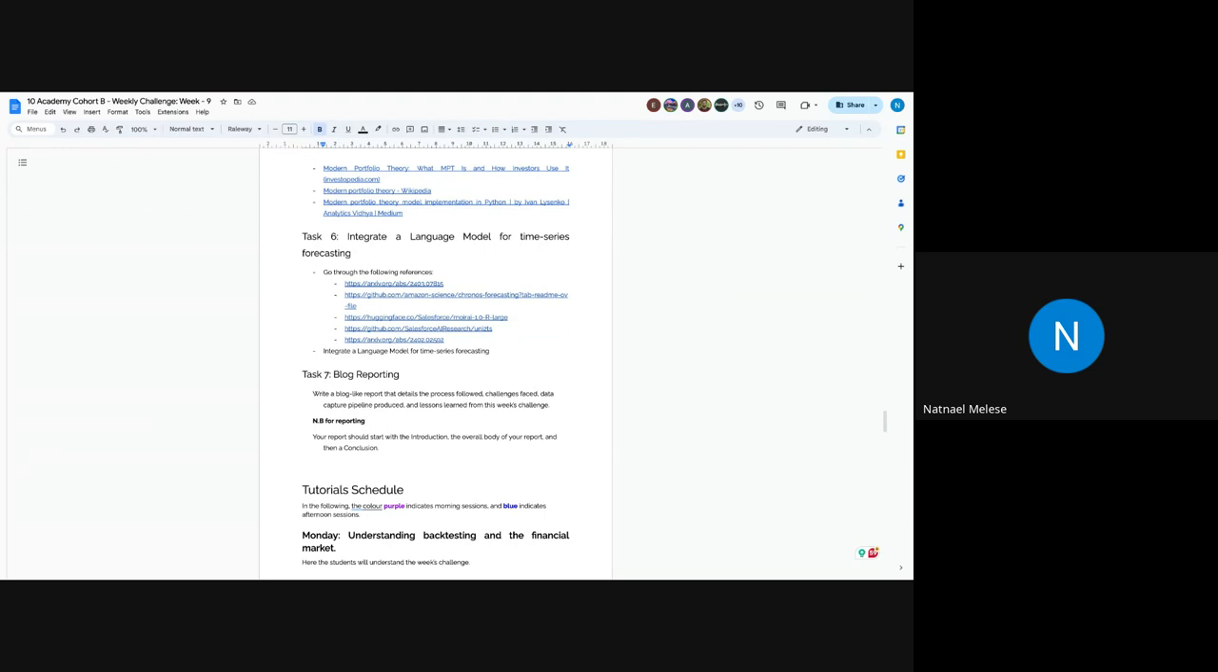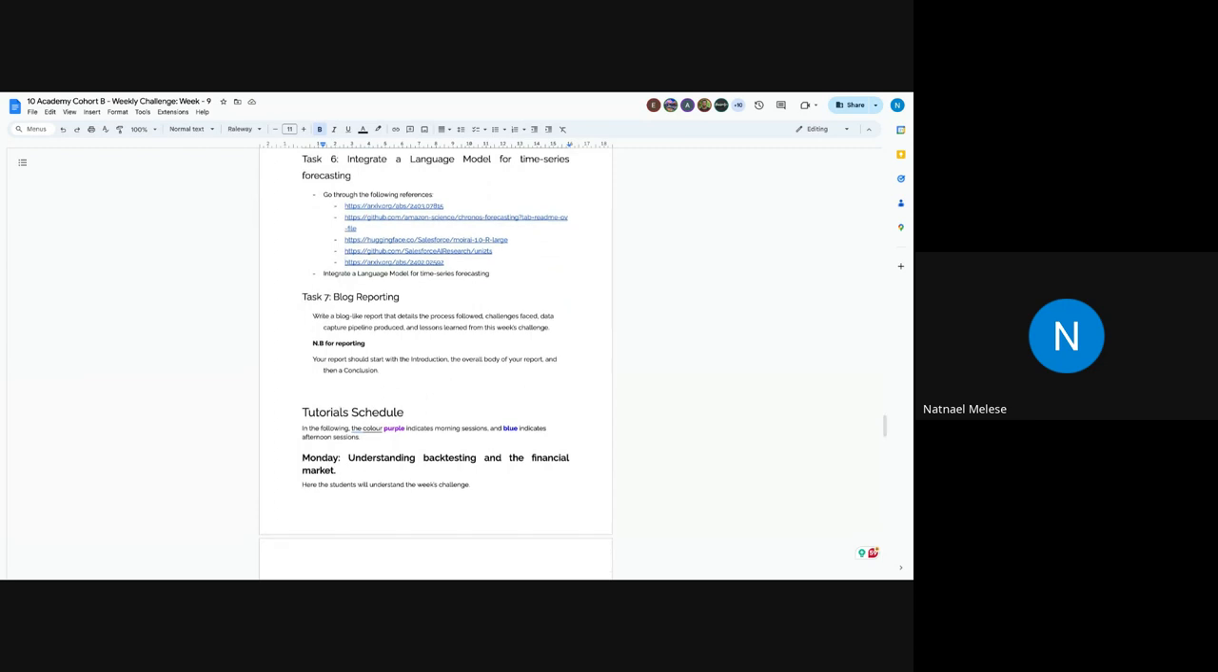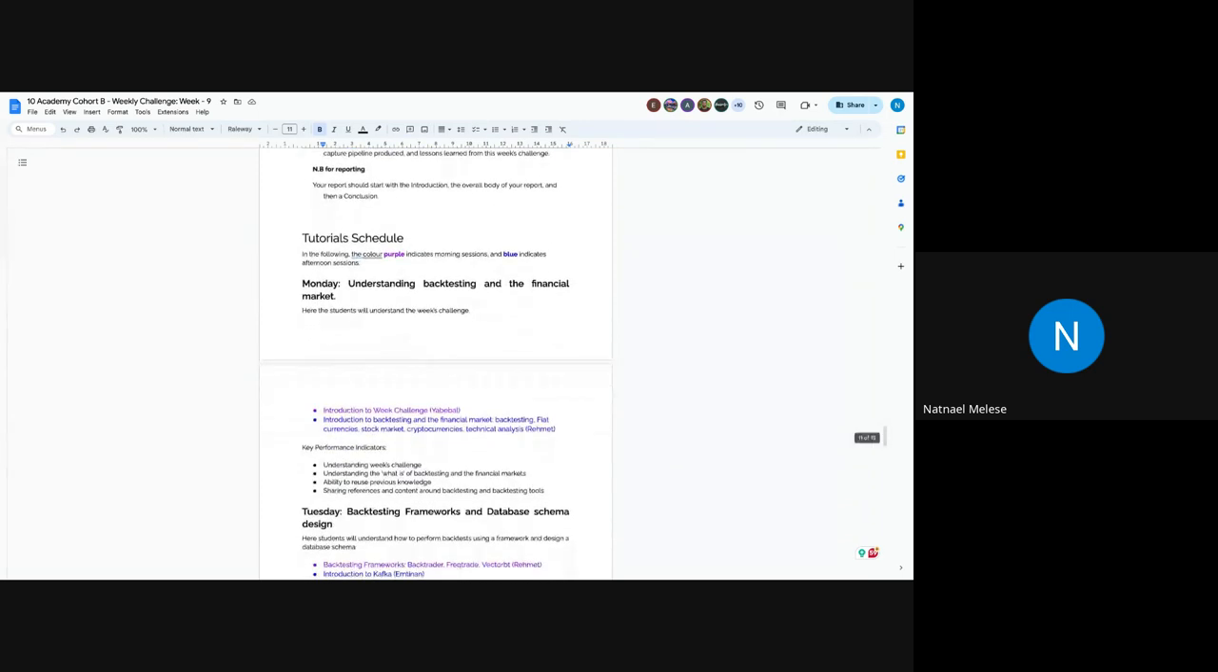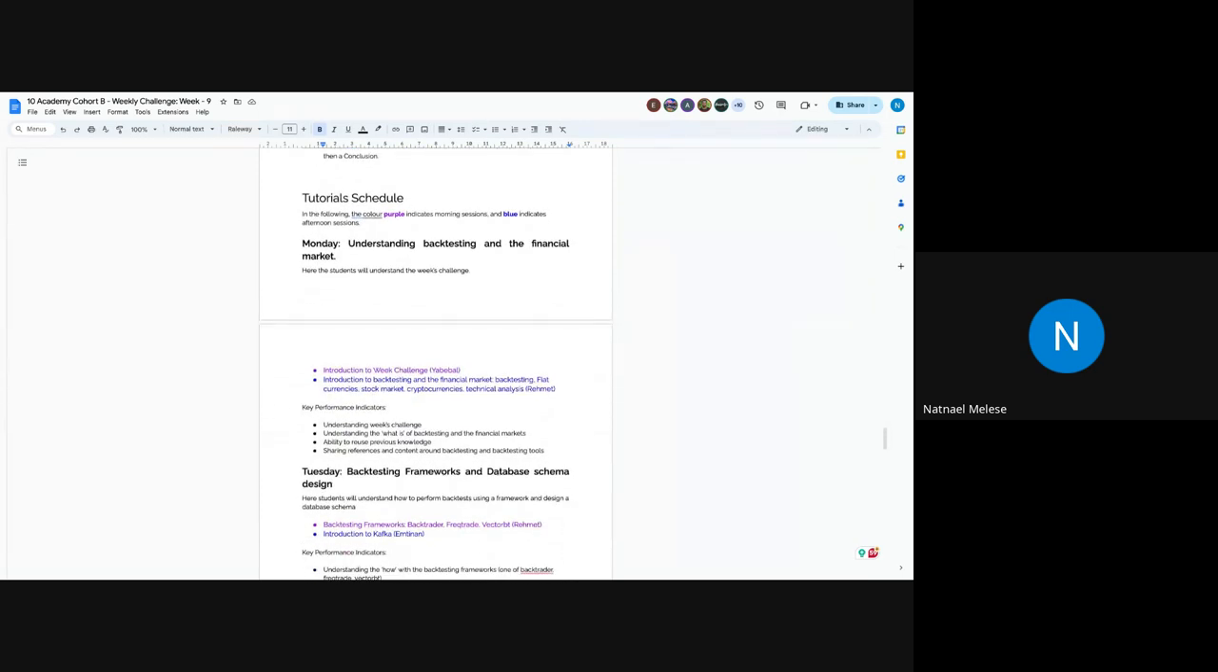As always, you will report it in a blog. Make sure to use Medium; we suggest Medium, because the autograder understands it more and it can be parsed more easily.